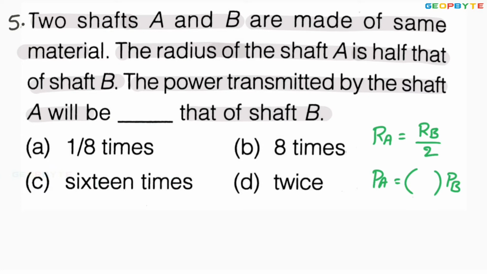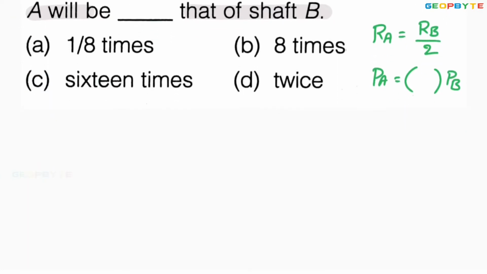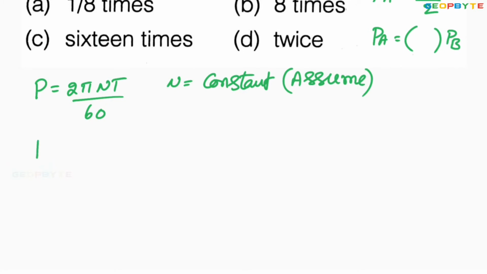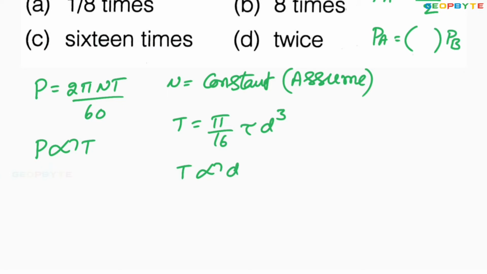As we know, dear friends, power P equals 2 pi NT by 60. Since nothing is spoken regarding the speed, assume the speed of A and B are constant. Then power is proportional to torque. But torque equals pi by 16 into tau into d cube. Assume that tau is also constant, then torque is proportional to d cube.